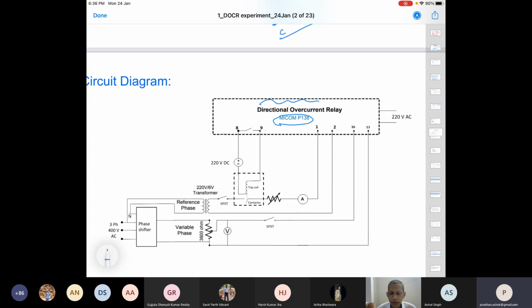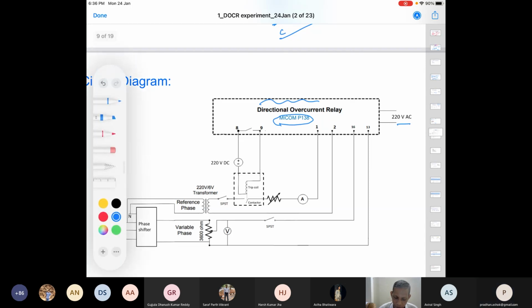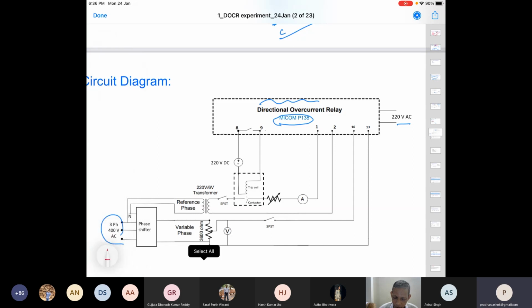So it makes a judgment whenever the current is high and the direction is forward. Its input is 220 volt AC/DC. You can give a range from this, not necessarily 220. So we have a 3-phase supply here, and we have a 3-phase supply here. To this relay, it makes a trip decision through this and opens the circuit.